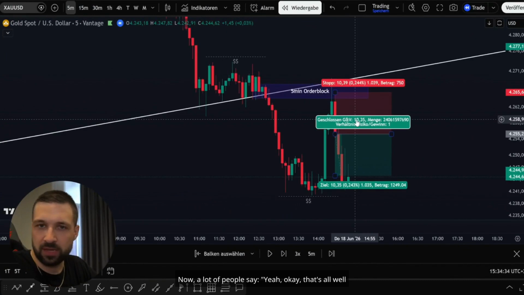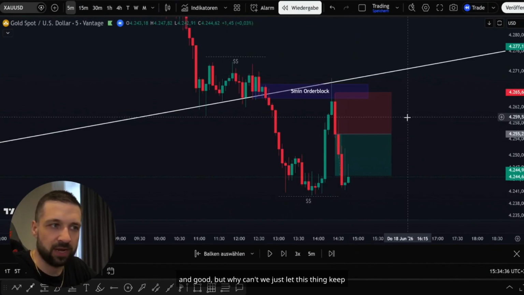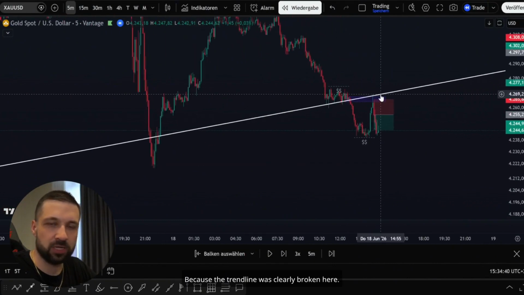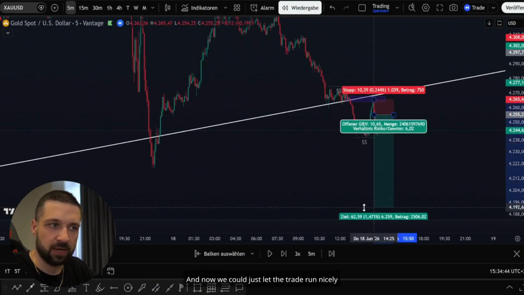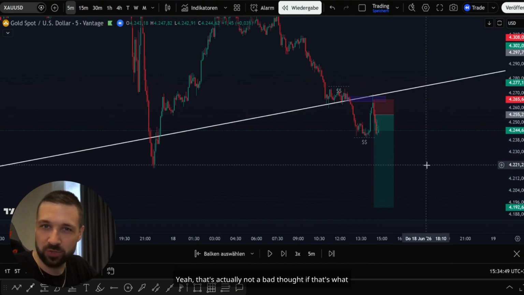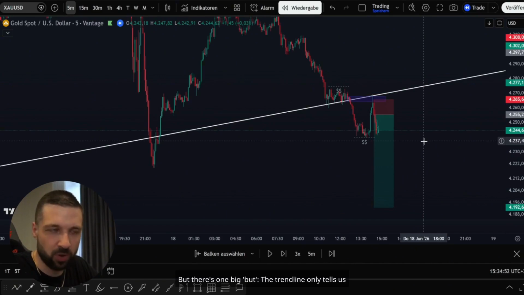Now, a lot of people say, yeah, okay, that's all well and good, but why can't we just let this thing keep running short? Because the trend line was clearly broken here. We even have a retest. And now we could just let the trade run nicely downwards here, right? Yeah, that's actually not a bad thought if that's what you're thinking right now. But there's one big but.